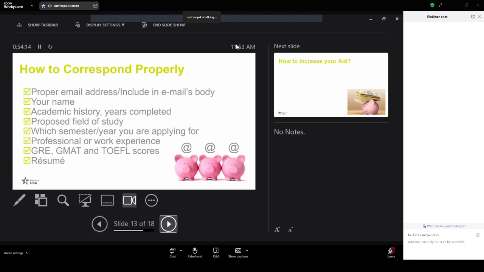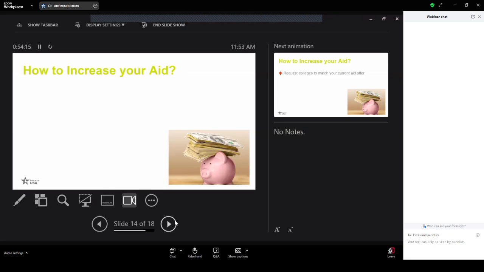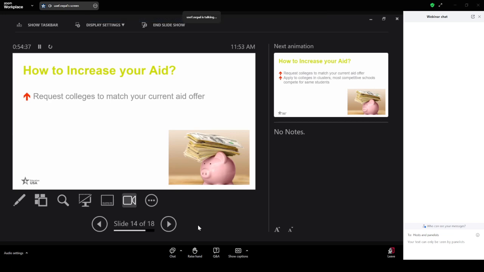So how to increase your aid? Request colleges to match your current aid offer in case they did not provide you the amount that you had requested. For example, let's say a college costs $30,000. You had said that you can pay $10,000 and you wanted up to 20,000. Maybe the college accepted you, but said you have to pay 25, so it's five thousand more than what you had requested. There's no harm in saying, when I applied, I'd mentioned that I could pay only this much. Is there any way that my scholarship can be increased? You can request that.